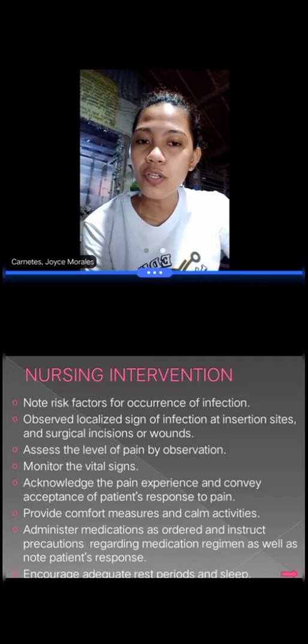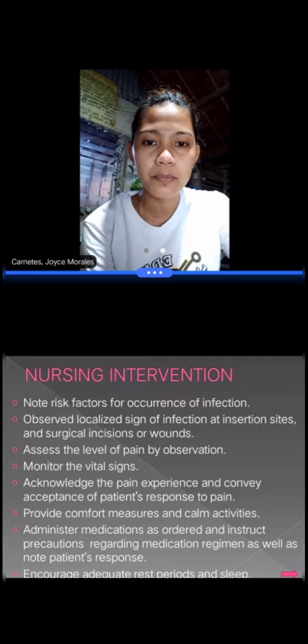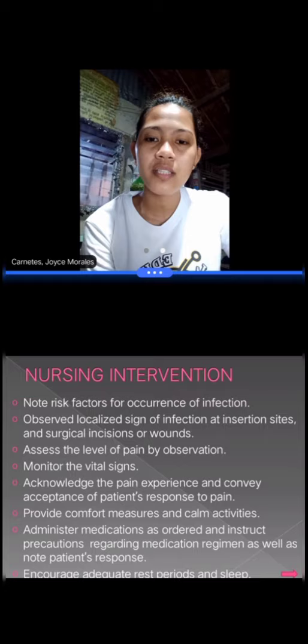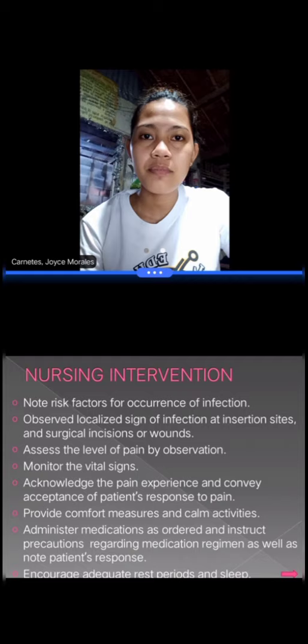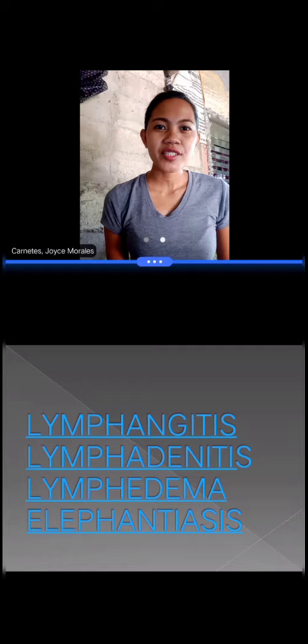Monitor the vital signs. Acknowledge the pain experience and convey acceptance of the patient's response to pain. Provide comfort measures and calm activities. Administer medication as ordered and instruct precautions regarding the medication regimen, as well as note the patient's response. Next, encourage adequate rest periods and sleep for the patient. The next lymphatic disorder I'm going to discuss is lymphedema.